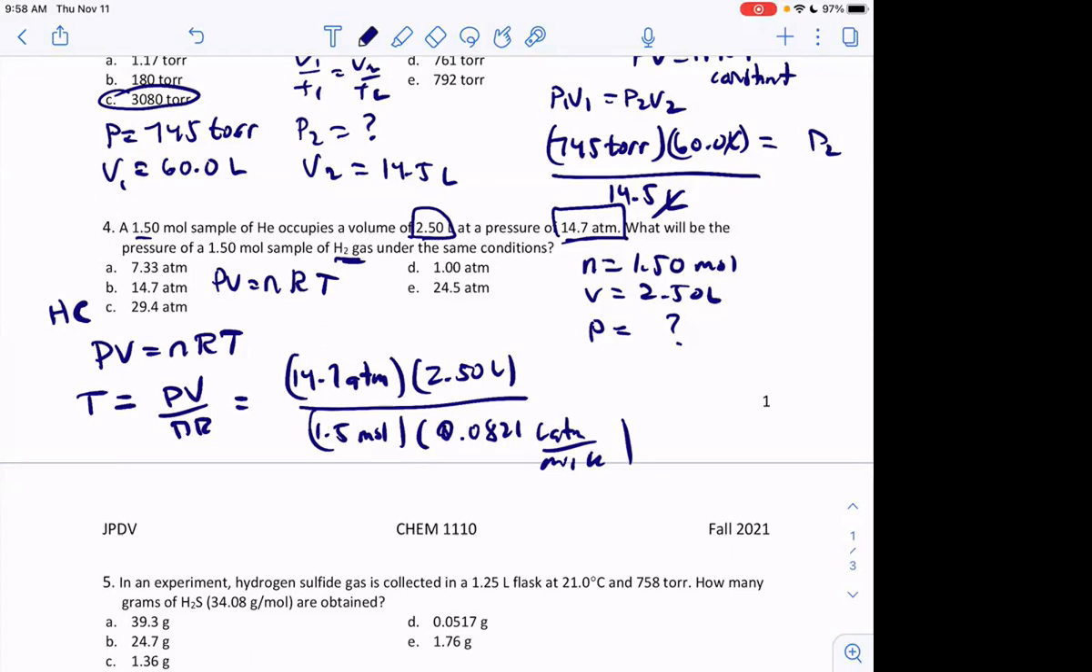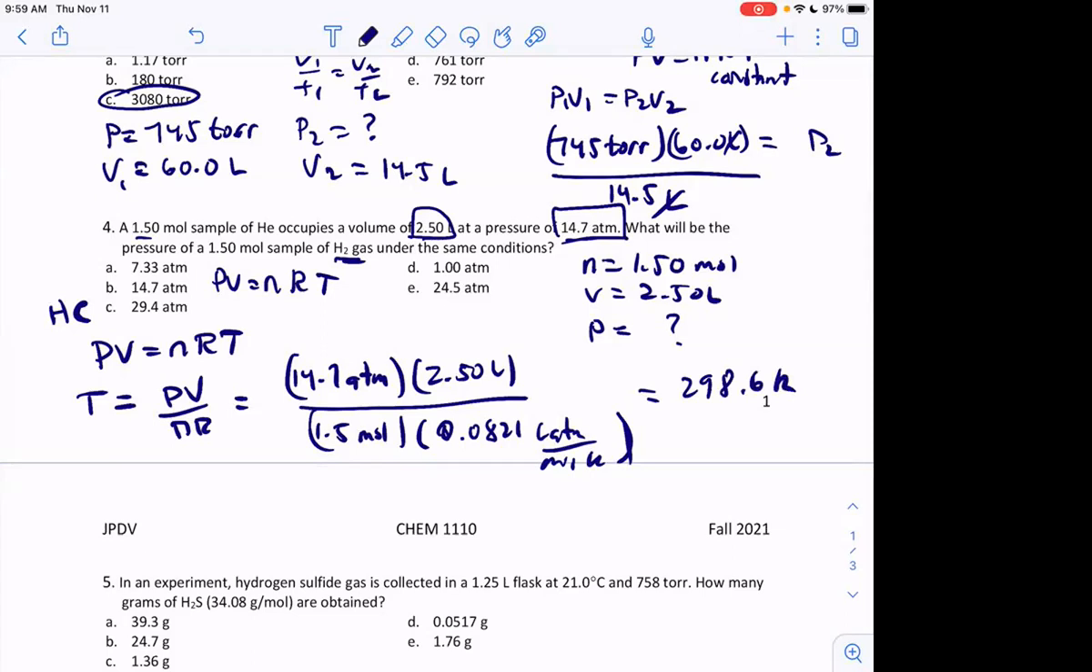So I need that from somebody, that answer there. Two people should do it at least. So we go 14.7 times 2.5 divided by parentheses 1.5 times 0.0821. What is it? 298.6. Anybody else get that? Yeah. Okay. 298.6 Kelvin. Now we can just plug it into helium.